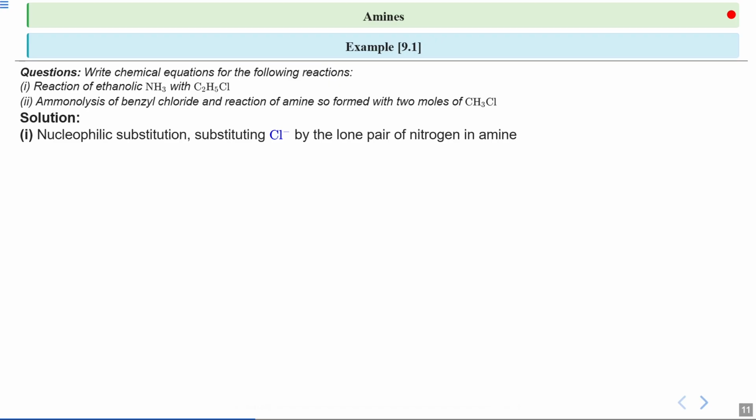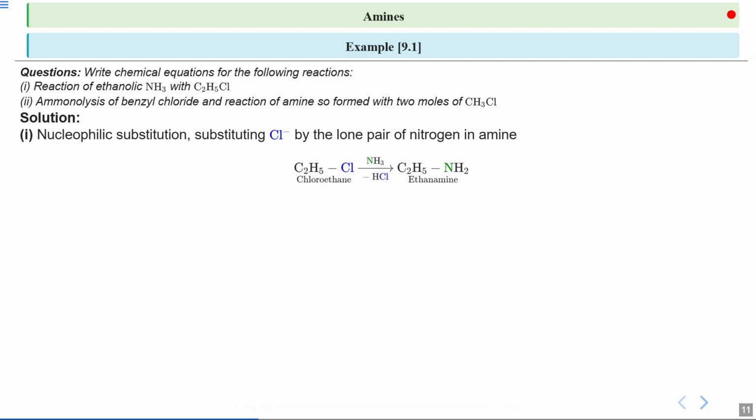So let us start with the reaction. This is a nucleophilic substitution reaction where the chlorine atom is replaced by a nitrogen atom from ammonia. I'm repeating, the chlorine atom is replaced by the nitrogen atom from ammonia.